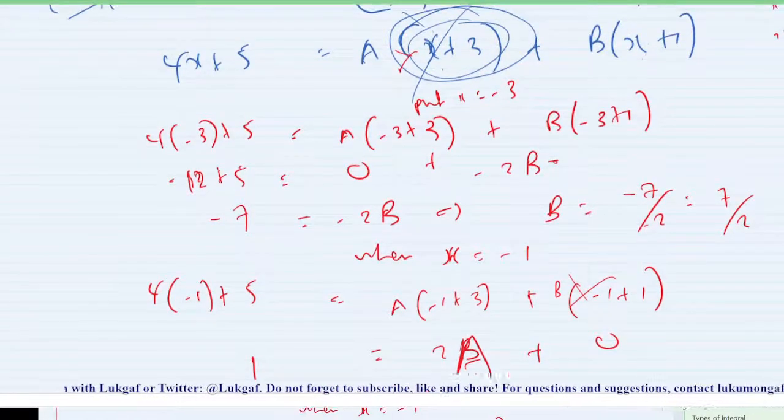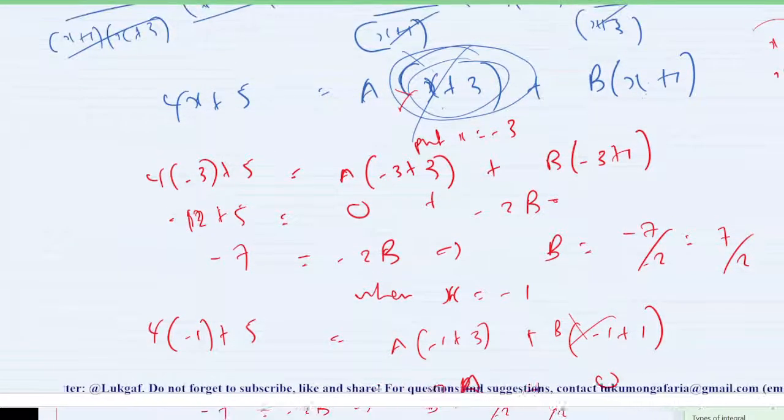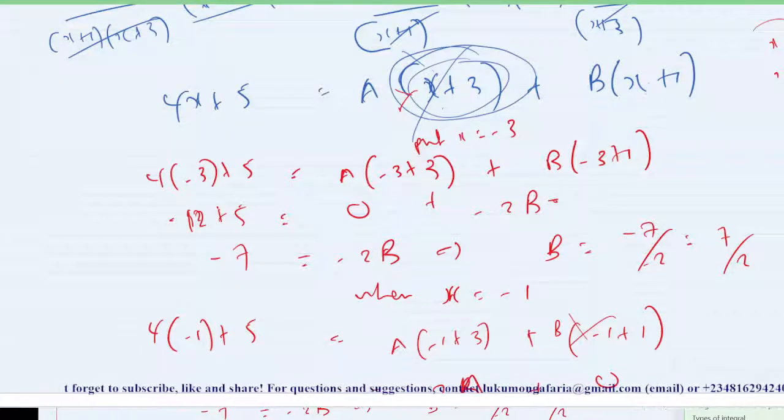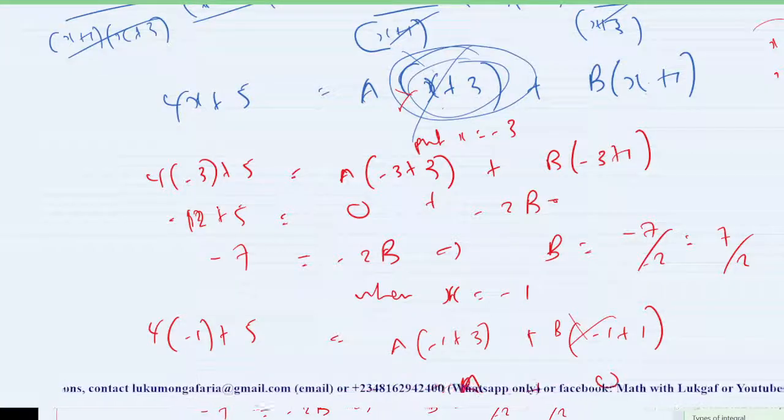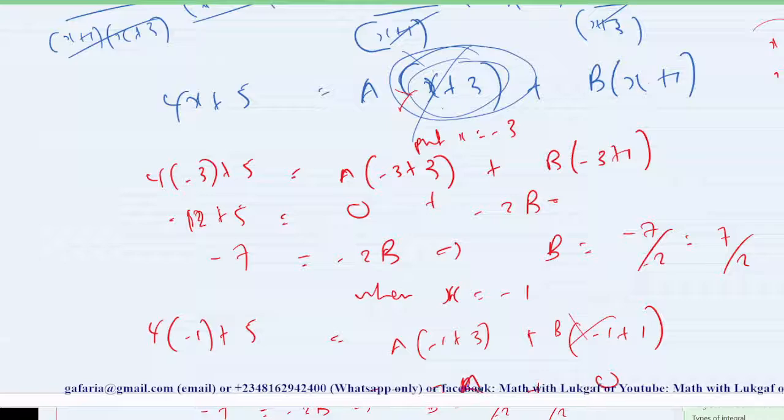I hope we didn't make a mistake here. Let me check it again. You have minus 3, 0, minus 12 plus 5, so that's minus 7. So yeah, no mistake.